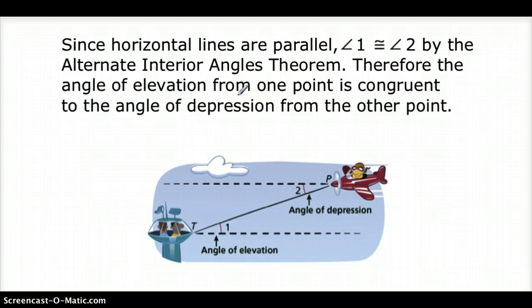What we have to understand about this picture is that since the horizontal lines are parallel, angle 1 and angle 2 are congruent by the alternate interior angles theorem. These horizontal lines are parallel, and this is our transversal from T to P. So angle 2 and angle 1 are congruent. Therefore, the angle of elevation from one point is congruent to the angle of depression from the other point. It's really important that we remember that.